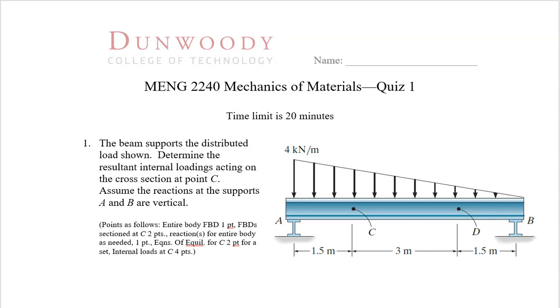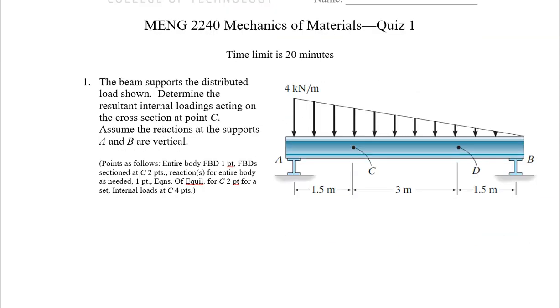Okay, we'll walk through the solution to quiz 1 in MENG 2240 Mechanics of Materials. So in this problem, we're given a beam that is simply supported on both ends, and we have a distributed load here. This 4 kilonewtons per meter distributed load is going down to 0 at point B, and we're told to find the internal loadings at a cross section through point C.